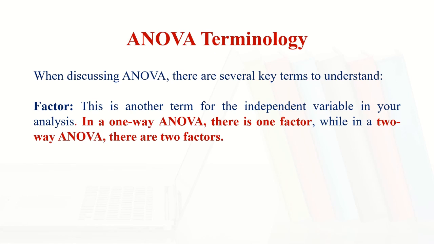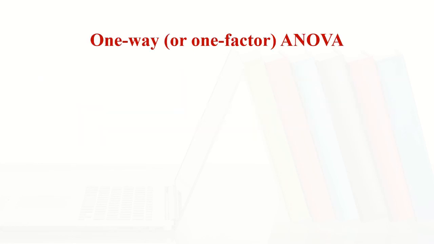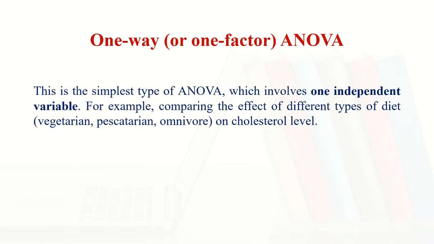What is the meaning of factor here? Look at this. One-way Anova is the simplest type of Anova which involves one independent variable. For example, comparing the effect of different types of diet on cholesterol level. So there are different types of diets, and what will be the effect of these diets on the cholesterol level? Will it go up, high, low, these are the levels.